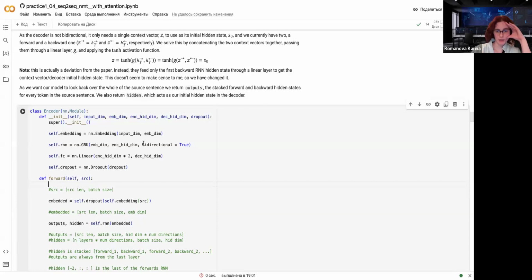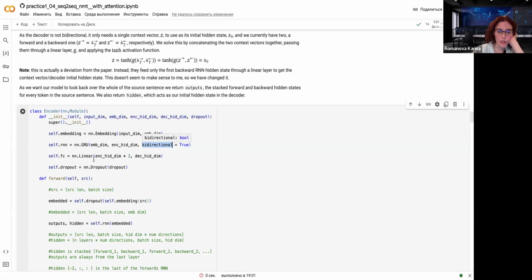Here we pass the bidirectional flag, we pass it as true. It means that it processes the input sequence in both forward and backward directions. This allows the model to gather context from both sides.